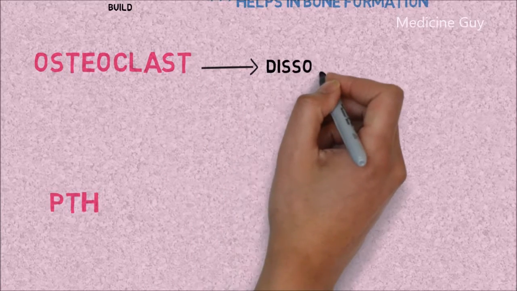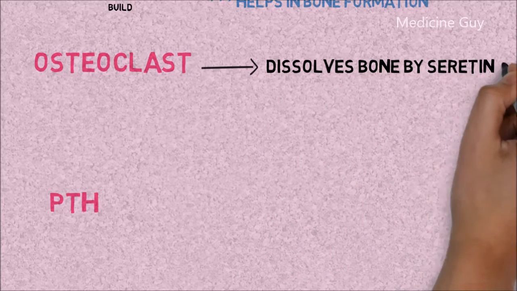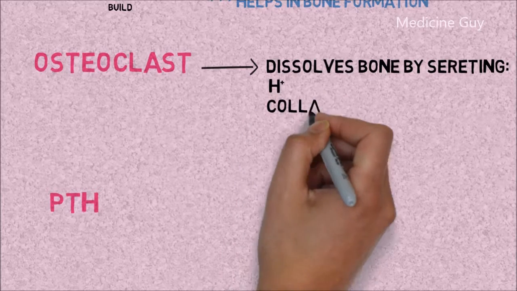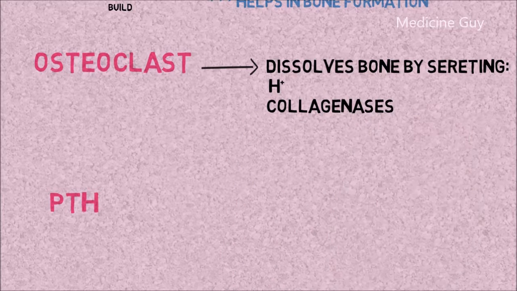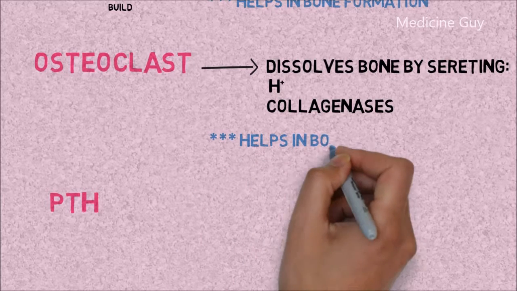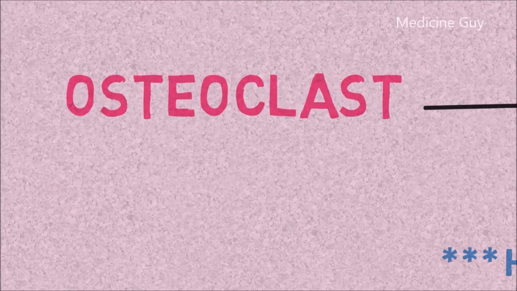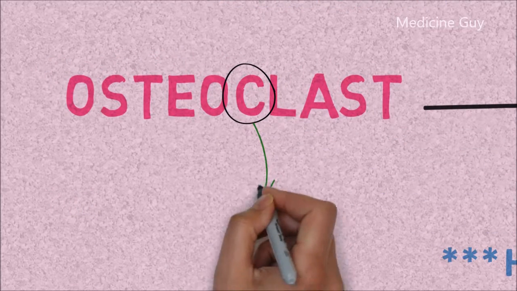Now coming to osteoclast, it dissolves bone by secreting H plus and collagenases. So in return it leads to bone resorption. Now to remember the function of osteoclast, just consider the alphabet C in osteoclast. So the alphabet C stands for consumption.